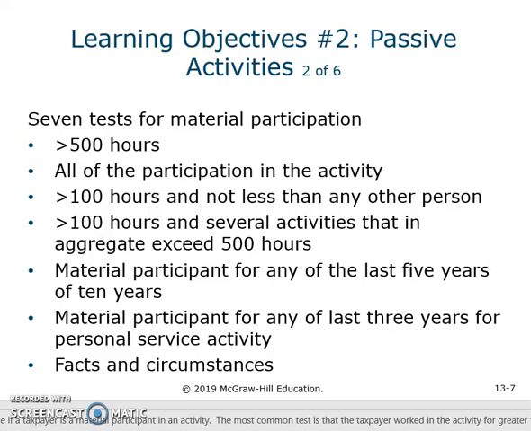or is a material participant for any of the last 3 for personal service activities. The personal service activities would be an accountant or a lawyer, a doctor, dentist, that type of thing, where there's personal service involved in that activity. So in order to be considered an active participant, the taxpayer must meet at least one of these 7 tests.